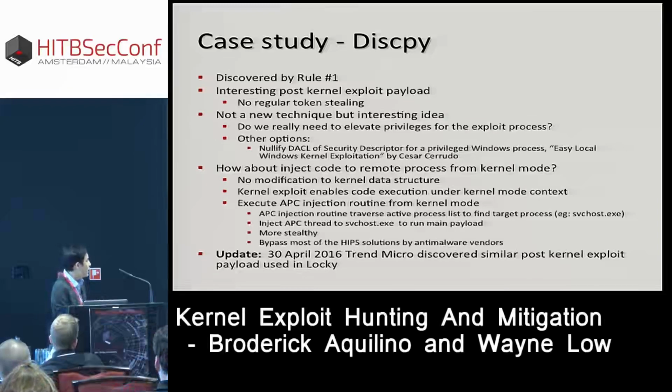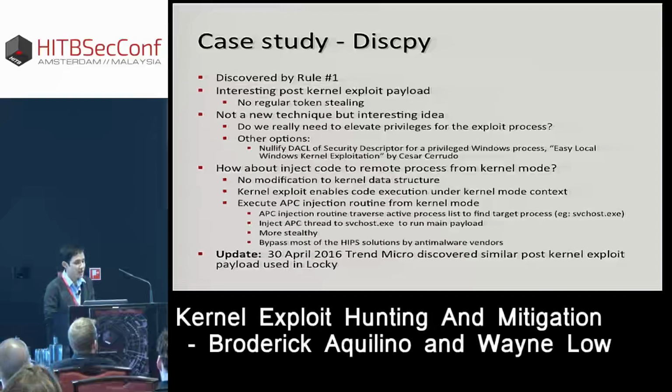In response to this, DSpy malware decided to inject code into the remote process from kernel mode. One of the biggest advantages of this approach is that there is no modification needed to the kernel data structure, and at the same time, it enables code execution under kernel mode context. Basically, after exploiting a kernel vulnerability, the exploit process could execute an APC injection routine from kernel mode directly, and the responsibility of this routine is to traverse the active process list to find the target process, which is very unlikely to be monitored by HIPS, for example, svchost. After the target process is found, the exploit process could inject an APC thread into the target process in order to run the main payload. Obviously, this approach is more stealthy, and based on our testing, it is able to bypass most of the HIPS solutions by anti-malware vendors.